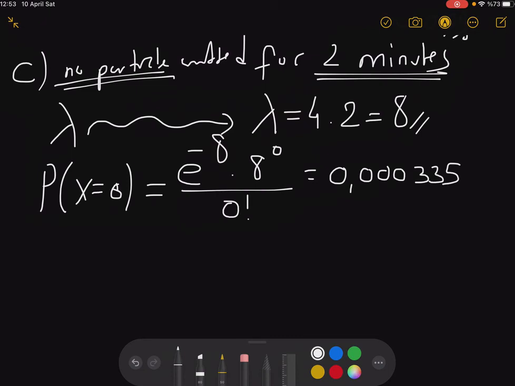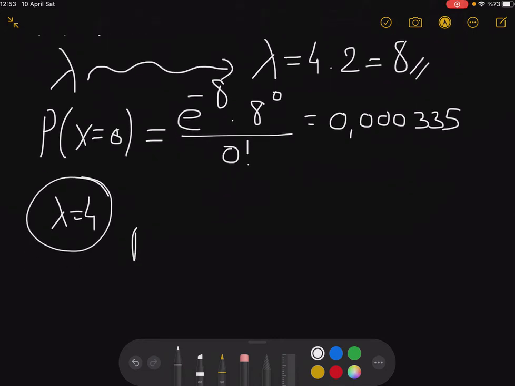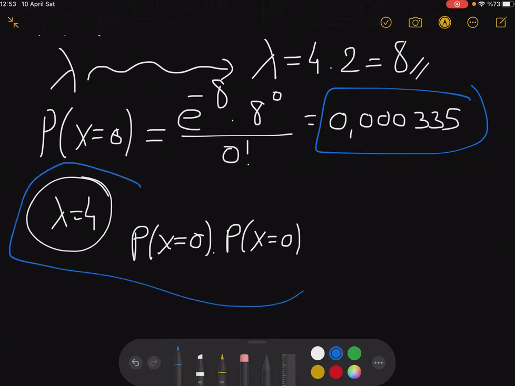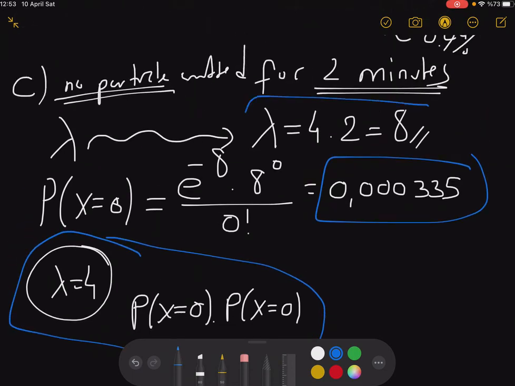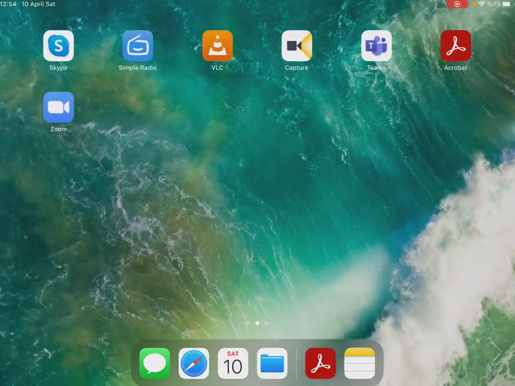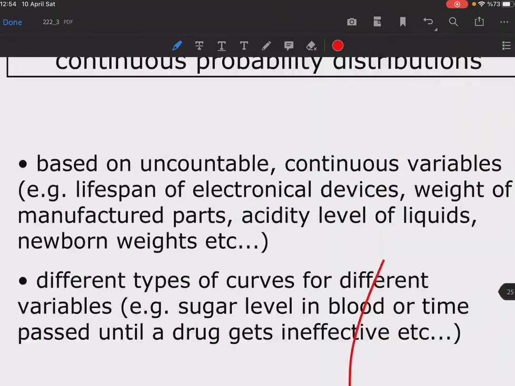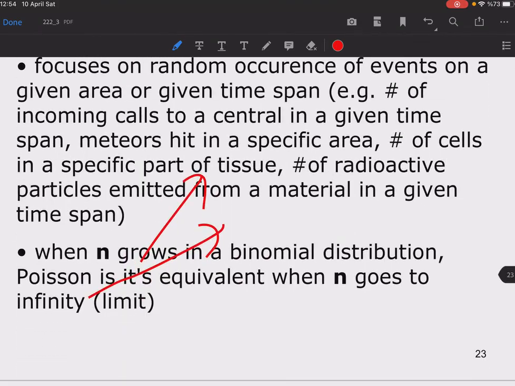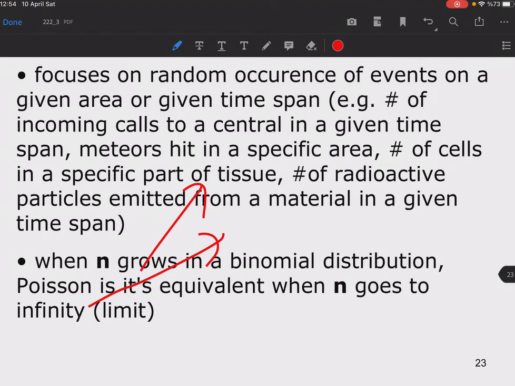You can also calculate this one with the original lambda, which is 4. Probability of x equals 0 times probability of x equals 0 will give you the same result as this one. Don't worry. You either do it like this or change your lambda and do it like this. They will both give you the same result, and this is about the Poisson distribution or Poisson approach to solving problems.